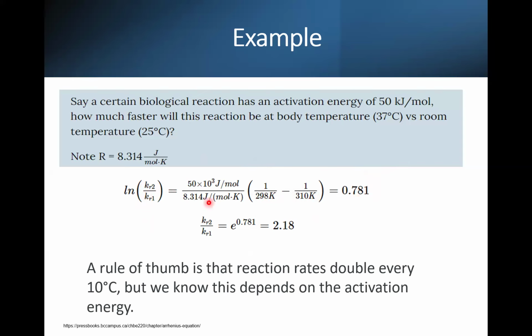What does it mean? It means that the reaction rate in case 2 is equal to 2.18 Kr1, which means that at the higher temperature, this Kr2, the reaction rate at 37 degrees C, is almost double the reaction rate at 25 degrees C.